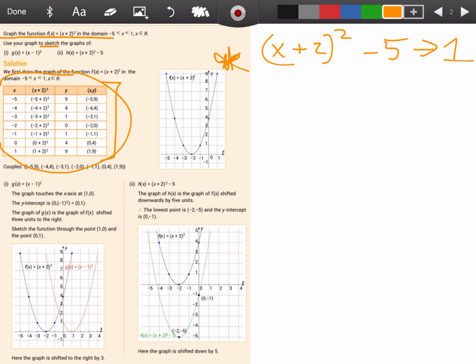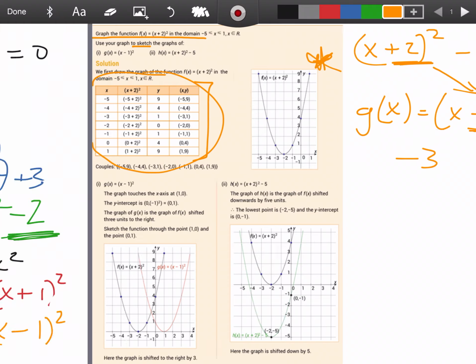So the first new function is the g of x. g of x is equal to x minus 1 squared. Now look at that compared to the original. Instead of x plus 2 squared, it's x minus 1 squared. So what's changed? It's gone from plus 2 to minus 1, which means I've subtracted 3 inside that bracket.